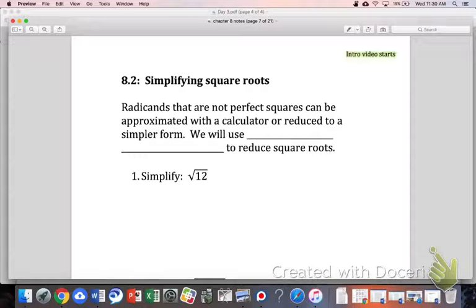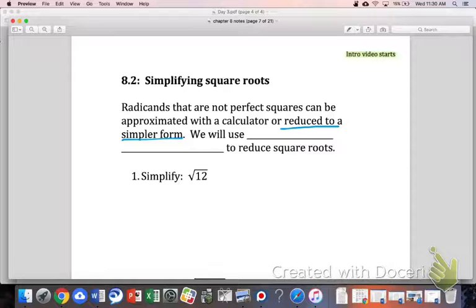This is the intro video for Algebra 1. This is section 8.2. We're going to be looking at simplifying square roots without a calculator. So let's read this statement here and fill in the blank. Radicands that are not perfect squares can be approximated with a calculator or reduced to a simpler form. So we're going to be focusing on the reduced to a simpler form here today.